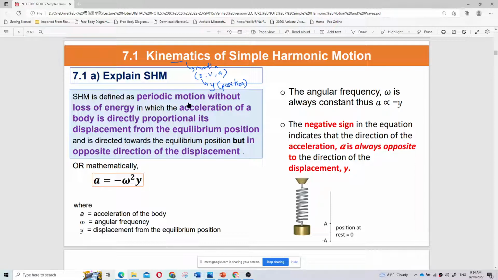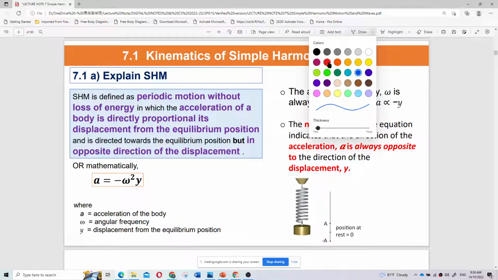First of all, I want to wrap up all these first. Now, look back one by one at the statement. SHM, simple harmonic motion, is defined as a periodic motion. That means it always repeats itself with a certain period, a fixed time. Without loss of energy. Do you understand what is meant by without loss of energy?